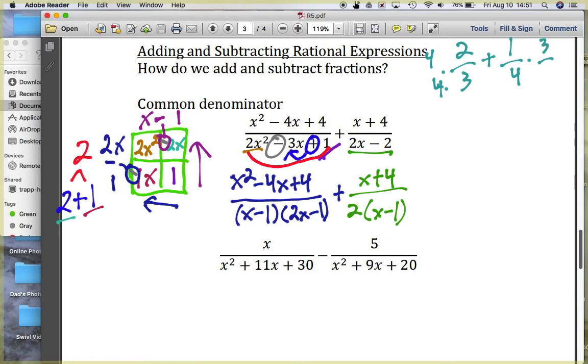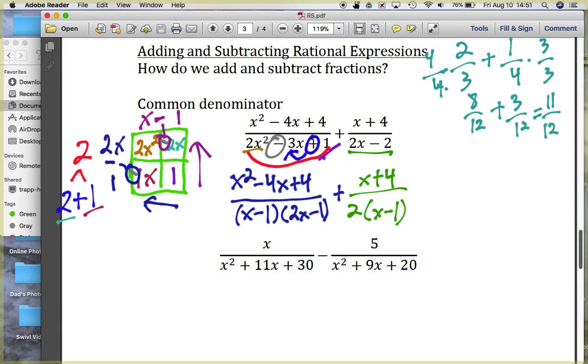So I multiply that side by 4/4, this side by 3/3. Yeah, you can see what I wrote. 4/4 times 2/3, 3/3 times 1/4. That would give me the 8/12, right? Plus 3/12. So I get 11/12. That's what I get for an answer, right?